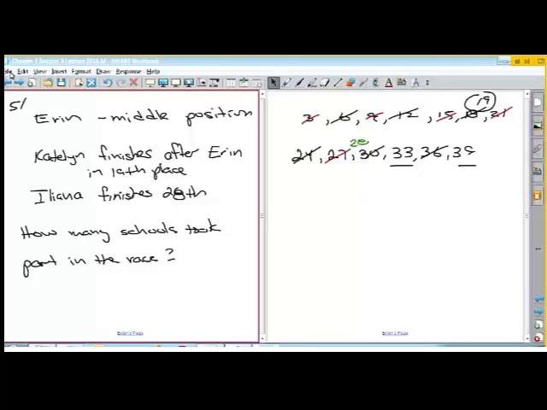Yep, go ahead. Gauss's theory, yeah. Okay, sure.